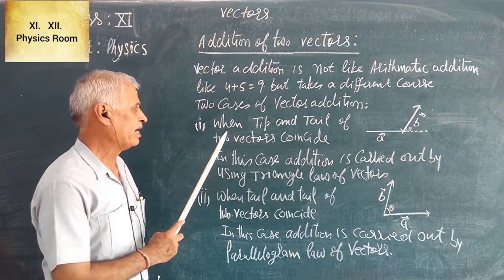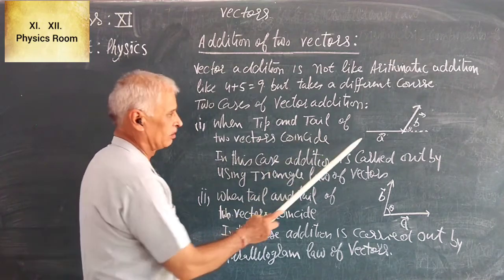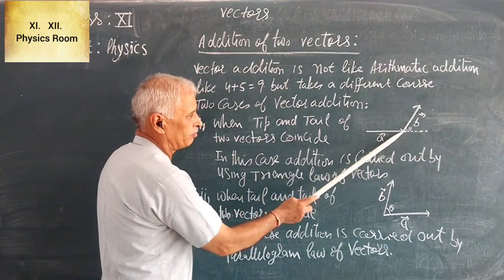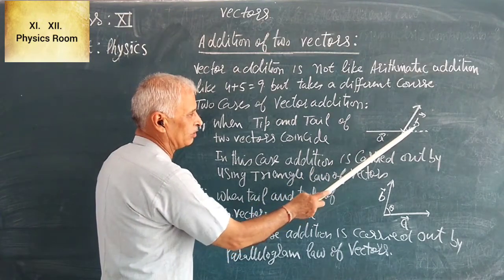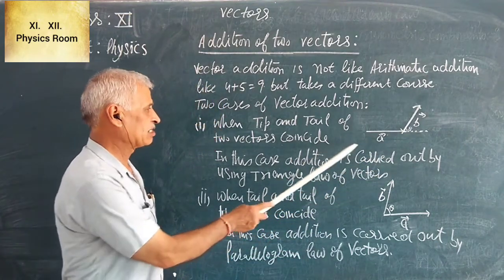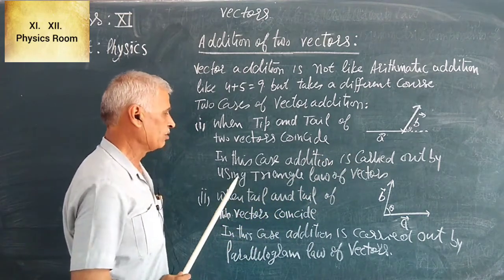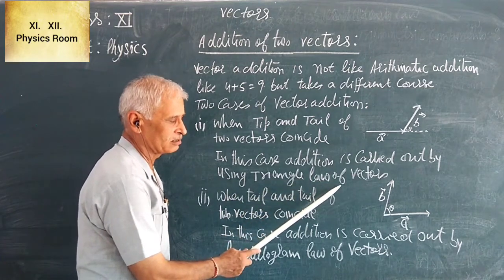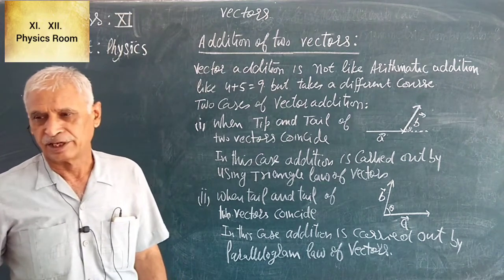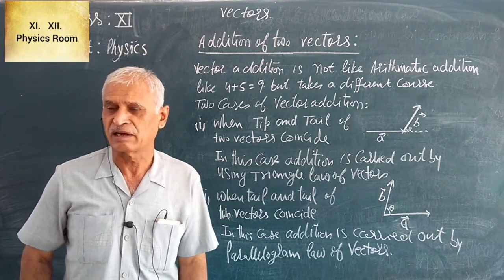First case, when tip and tail of two vectors coincide. See, this is vector A, this is vector B. The tip of vector A coincides with the tail of vector B. In such a case, vector addition is carried out by using the triangle law of vectors. When tip and tail of two vectors coincide, we use the triangle law of vector addition.